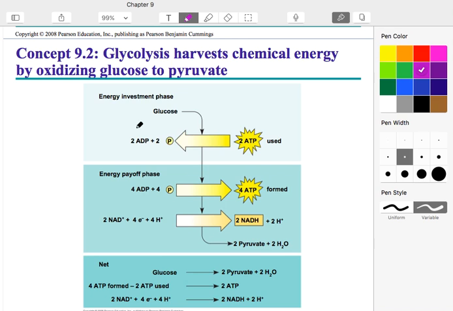There are basically two phases we're going to discuss in glycolysis. One is called the energy investment phase, and another is called the energy payoff phase. And we're going to calculate the net of what you get from glycolysis. During glycolysis, as I already mentioned, we don't need oxygen. We never face oxygen in glycolysis, no oxygen. So we're going to use 2 ATP.